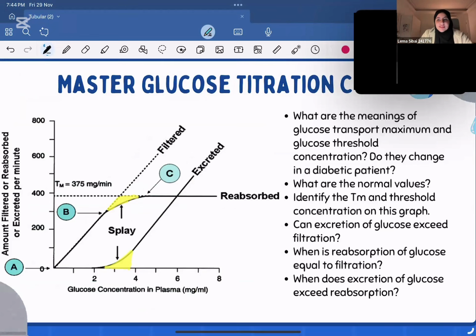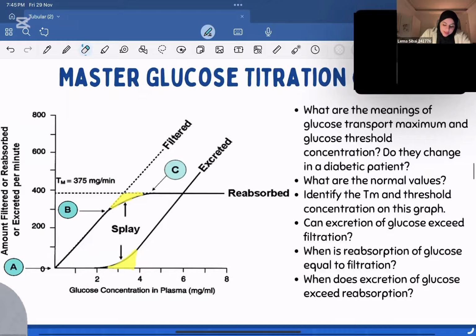Can anyone tell me a no or yes? That'd be cool, we could have a discussion, but I'll answer that. Okay, I got "increases" for a person with diabetes. Now, to be honest, the transport maximum and threshold concentration wouldn't change because these are kind of set values, unless the diabetes ends up damaging the channels or the nephrons, or there's something wrong with the kidneys. Then I think the glucose transport maximum and glucose threshold would decrease.